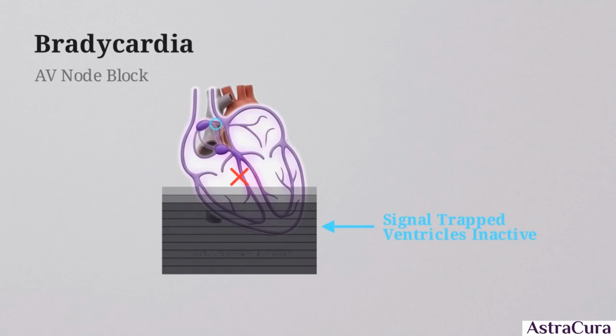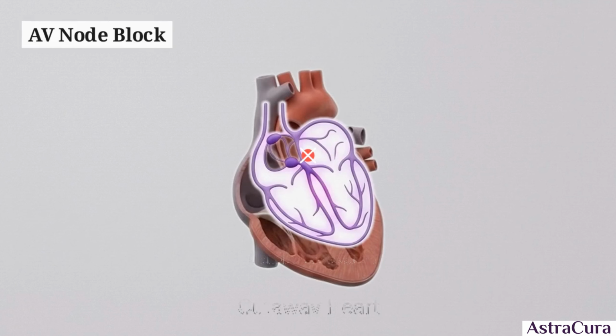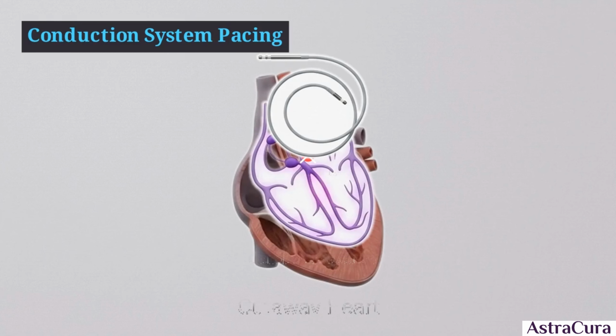Looking at this vector schematic of an AV node block, you can see how conduction system pacing functions as an electrical bypass. The pacing lead bypasses the block entirely and connects directly into the His bundle or the left bundle branch. By tapping directly into the heart's natural electrical highways, the artificial pacing signal is distributed down the native Purkinje network, creating a highly organized, unified wave of contraction.